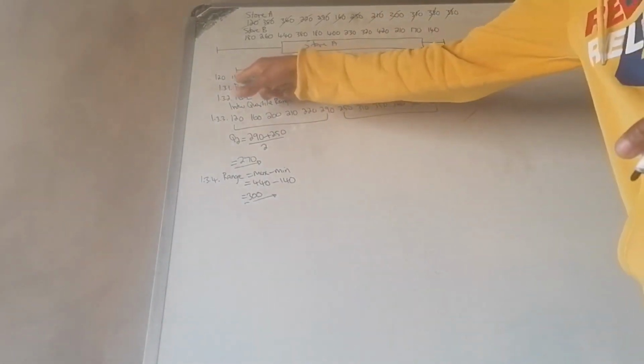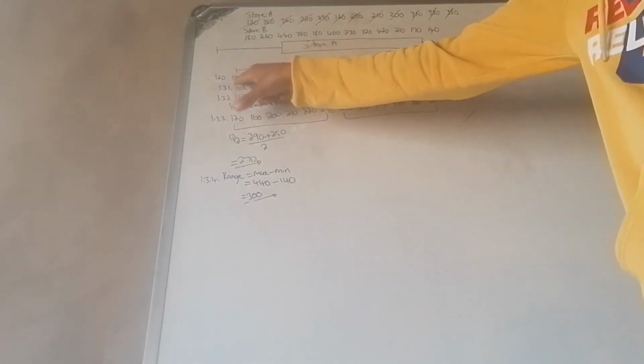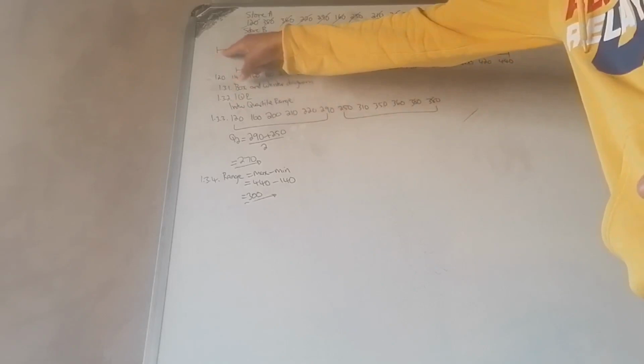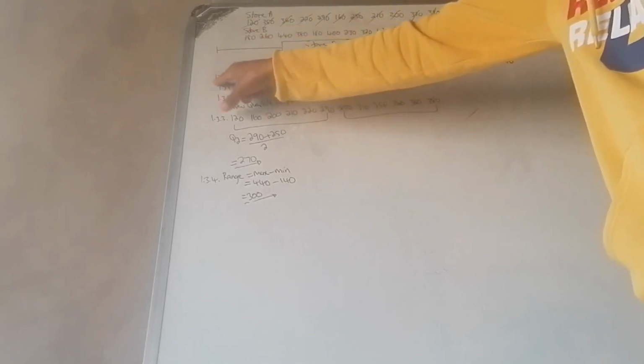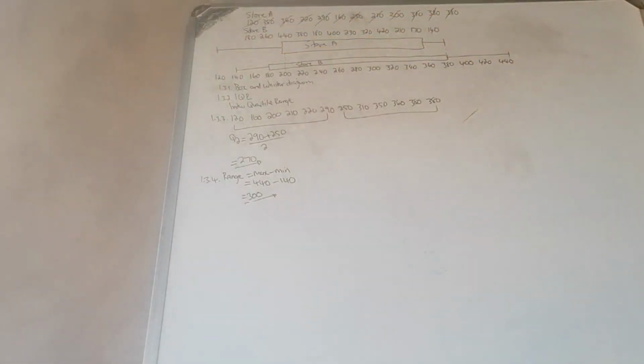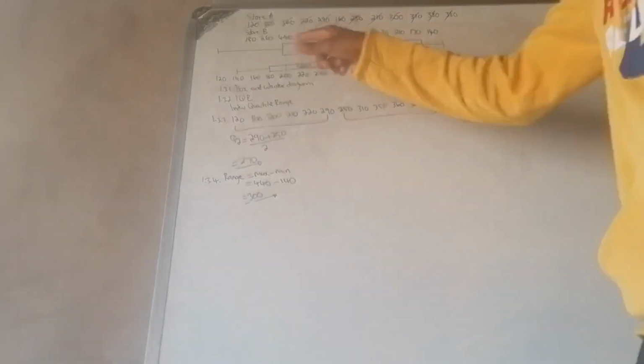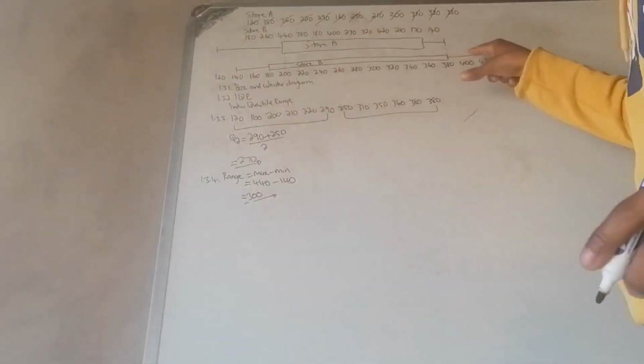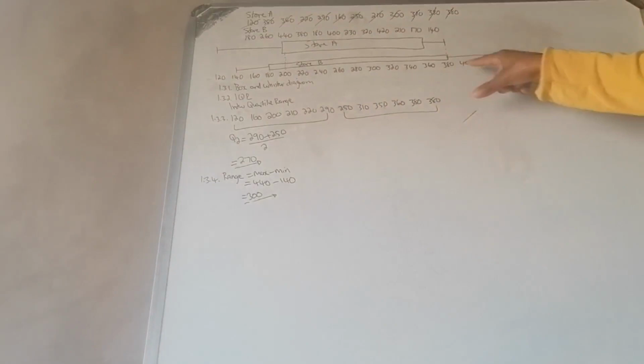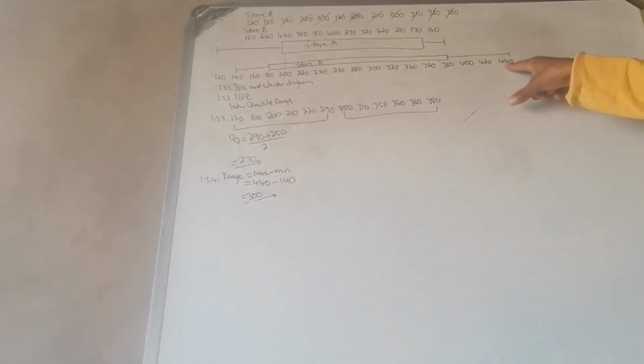Looking at the box and whisker, please be careful. This is the minimum, but the minimum for store A is 120. Be very, very careful. Maximum for store A is 380, but maximum for store B is 440. Are we fine? Right. We are done with question 1.